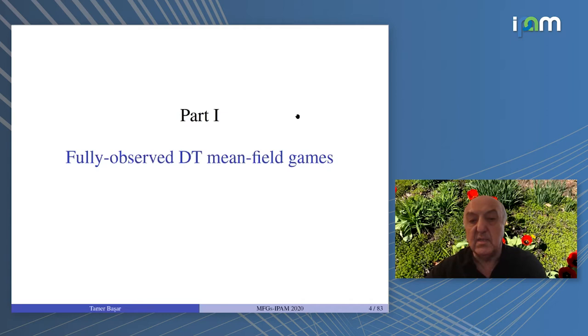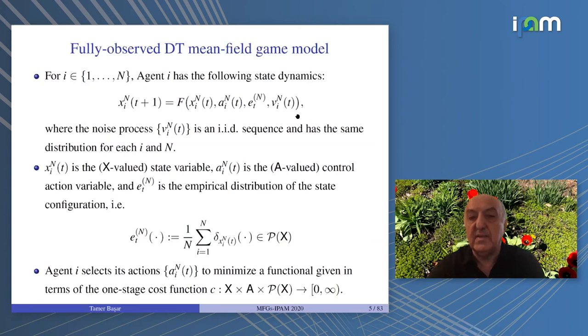So, fully observed discrete-time mean field game model. Let me just introduce this. It is a discrete-time problem, as I indicated. You have n agents or n players, and this is the dynamics of the ith agent. The superscript n means that there are n agents or n players in the game. You can view the dynamics as the transition from state, action, and then the empirical distribution of the state configuration, which involves other players, and some noise in the system. So it's a mapping from here at time t to the next state, and you can have a probability sort of transition. The v_i are IID sequences, and they have the same distribution across all players, for all i.